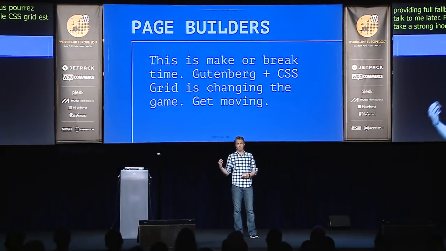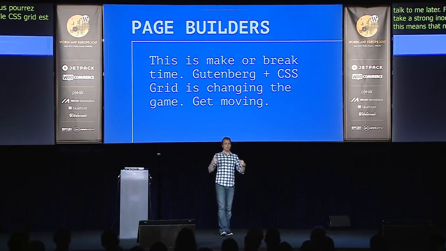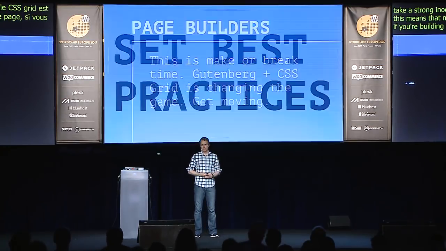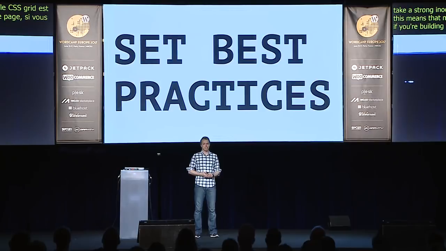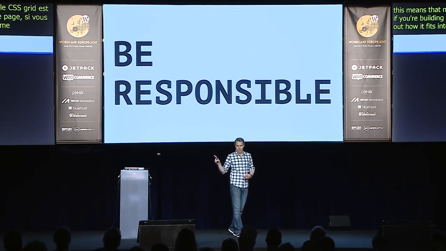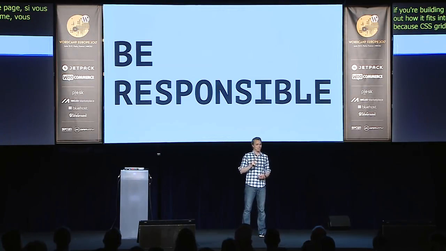Page builders, this is make or break time. CSS grid plus Gutenberg and WordPress means that most of what page builders does will be handled inside WordPress itself. So if you're building a page builder, you need to get on top of the spec and figure out how it fits into your business model. Set best practices, be responsible, because CSS Grid allows you to mess around with the structure order of your content and can make sites really inaccessible. So don't do that, but use it for good.